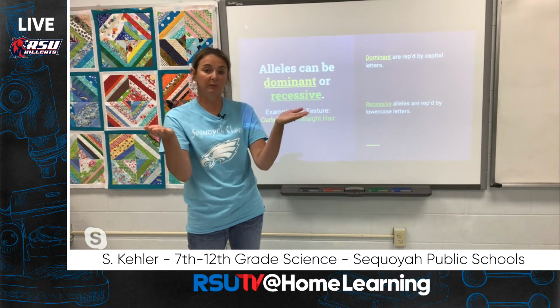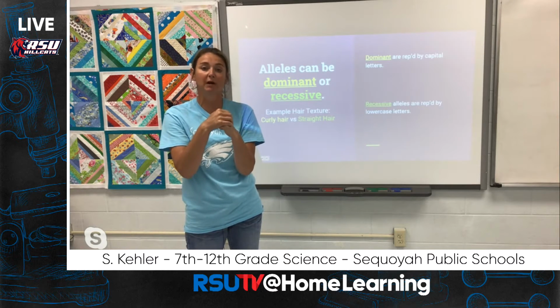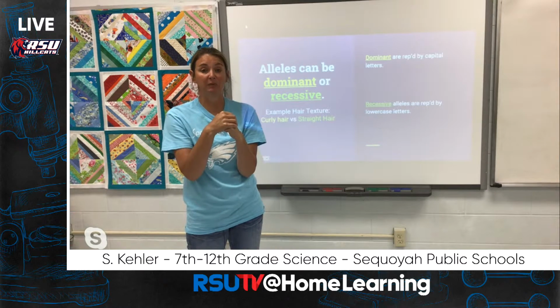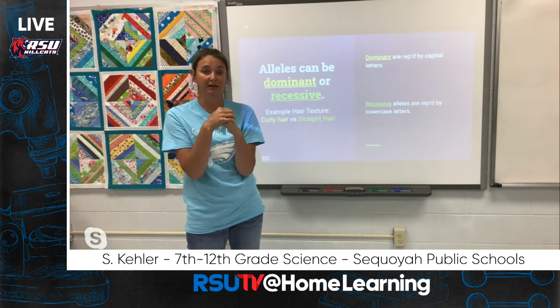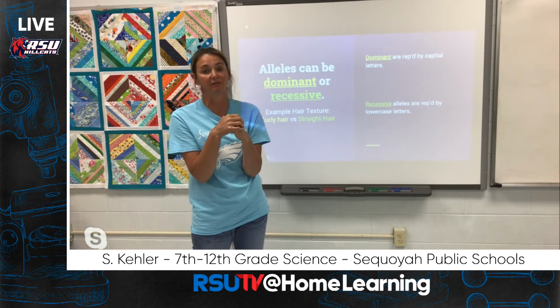Well, according to the principle of dominance, curly hair is a dominant trait, and it will cover up or mask the recessive allele. So when I look at your phenotype, all I see is curly hair. But that recessive allele of straight hair is still there. It doesn't go away. We just mask it. We cover it up so that you can't see it in the phenotype.